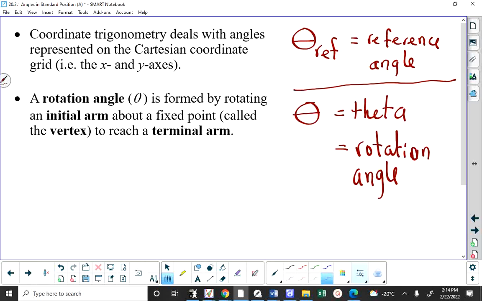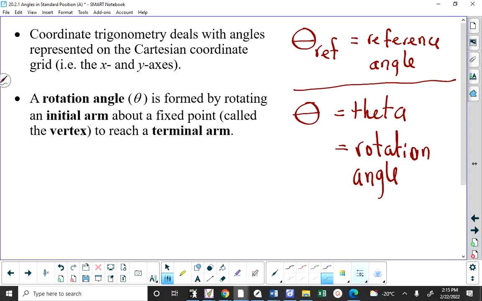So how do we get a rotation angle? We take an initial arm, and you rotate it around a fixed point called the vertex. So if you look at my arm, if I take my arm, here's the initial arm, and if you're watching this on video, I'm sorry you don't get to see my arm. If I rotate it, but I keep my elbow in the same location, it ends up being in a different location. The arm is in a different location. This is called the terminal arm. Initial arm is where it starts, terminal arm is where it ends. My elbow is the vertex because my elbow is not moving. It's a fixed point.